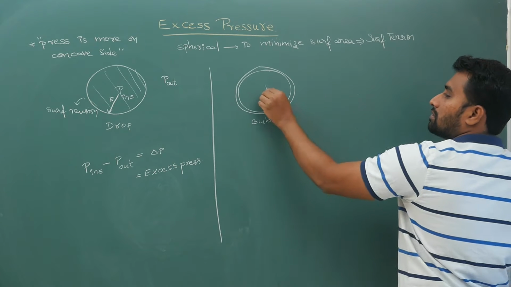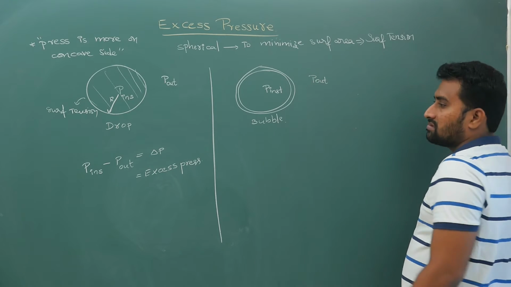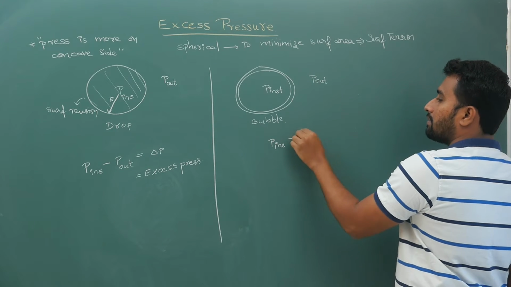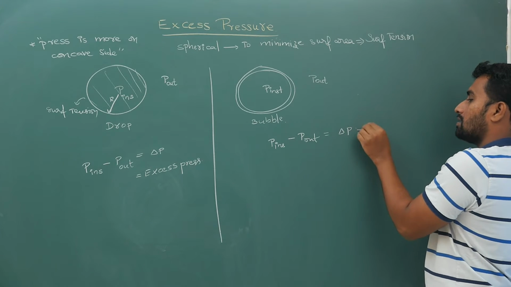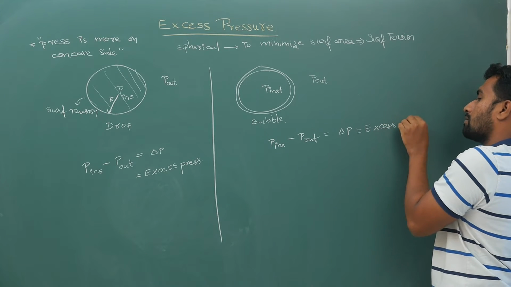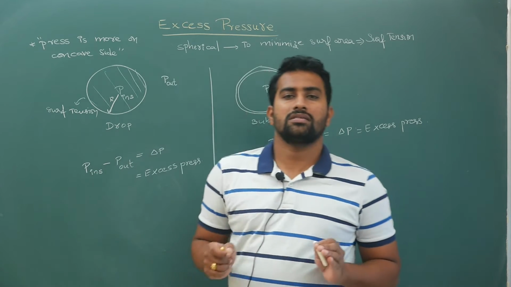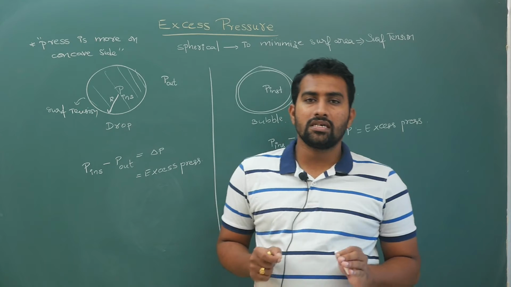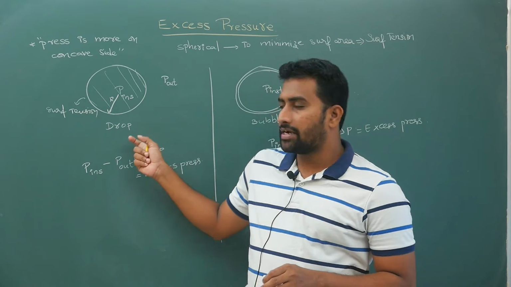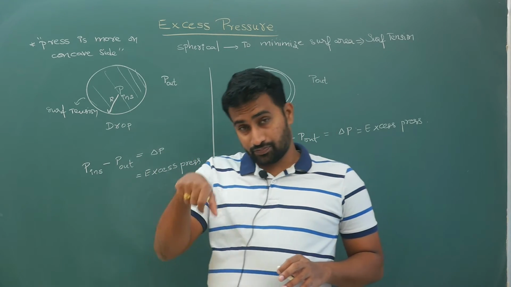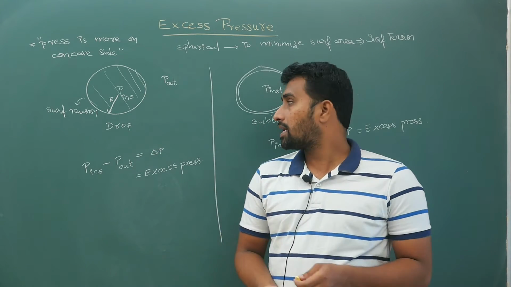Similarly, here also, you will have more pressure inside and less pressure outside. This difference, P inside minus P outside, is your delta P, your excess pressure. I want you to understand very clearly that the pressure difference is the excess pressure, and we are supposed to calculate that in a drop and a bubble. Often students get confused between drop and bubble. Why is that? I will tell you.